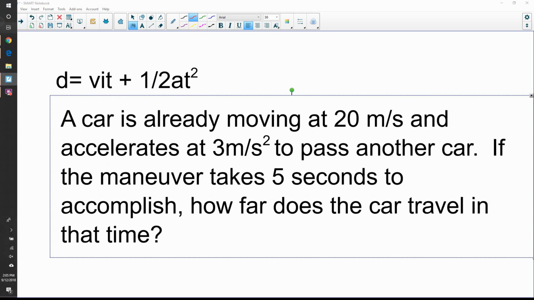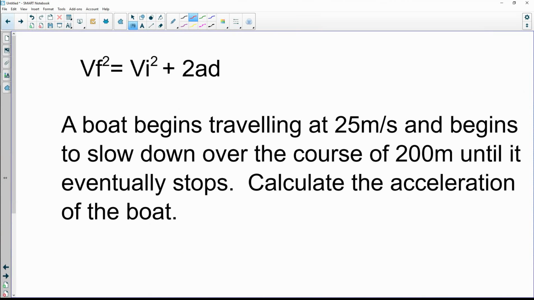Another equation I'd like to give you is this one, Vf squared equals Vi squared plus 2ad. This is an equation that you can use when you don't have a time. If you notice here, we have a velocity, an acceleration, and a displacement, but no time. So we're going to set ourselves up again, Vi, Vf, a, t, d, and we can now look at the problem. A boat begins traveling at 25 meters per second and begins to slow down over the course of 200 meters until it eventually stops. Calculate the acceleration of the boat. So we're looking for the a.